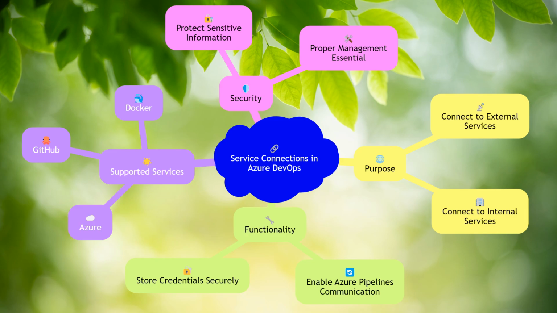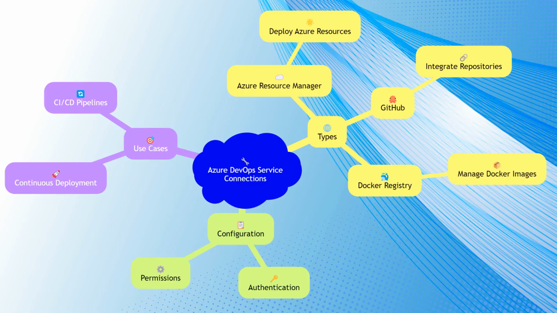Azure DevOps supports various types of service connections, including Azure Resource Manager, GitHub, Docker Registry, and more. Each type of service connection has its own configuration requirements and use cases. For instance, an Azure Resource Manager service connection is used to deploy resources to Azure, while a GitHub service connection is used to integrate with GitHub repositories. Understanding the different types of service connections and their purposes is key to effectively managing them.